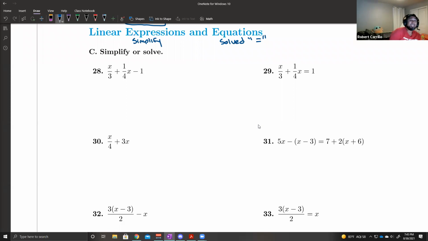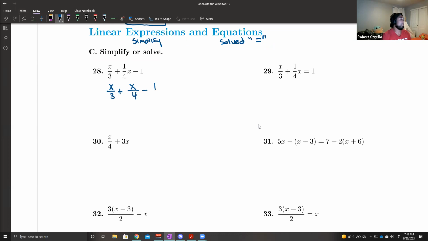So number 28, it has x over 3 plus 1/4 x minus 1. Expression or equation? Expression. So let's go ahead and simplify this. We want to put all three terms together. So I'm going to rewrite it first as x over 3 plus 1/4 x is the same as x over 4 minus 1.